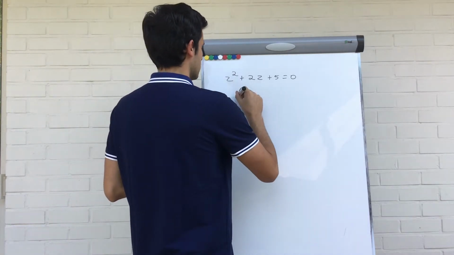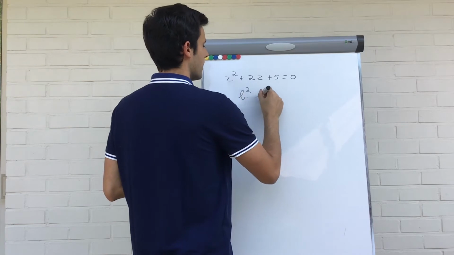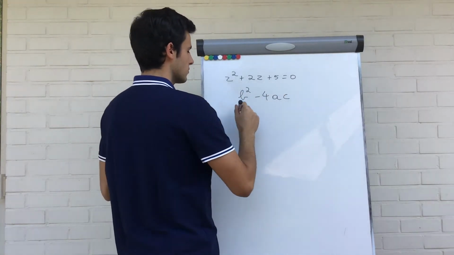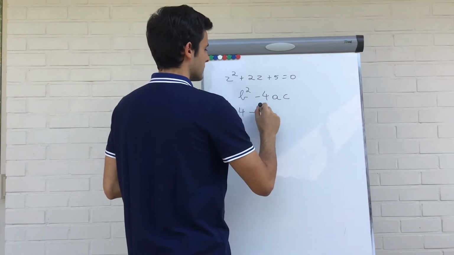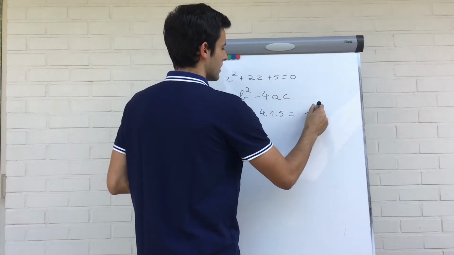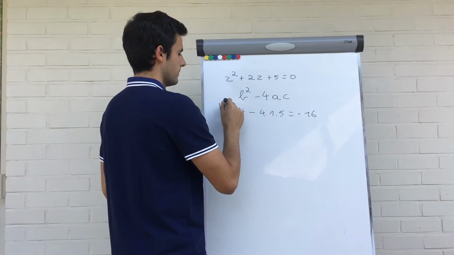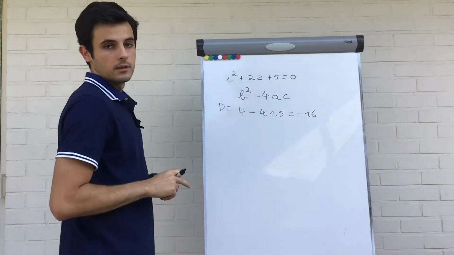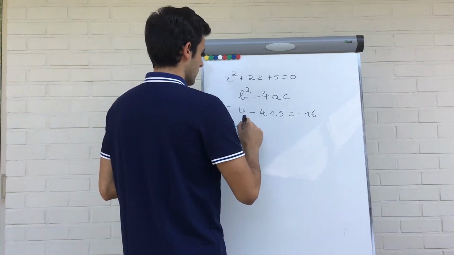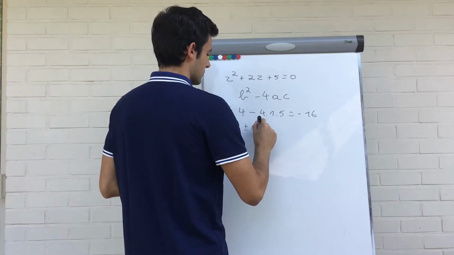The formula for the discriminant is b^2 - 4ac. So we get 4 - 4 multiplied by 1 multiplied by 5, we get -16. So the discriminant is -16. We need the square root of the discriminant, so we get plus or minus 4i.